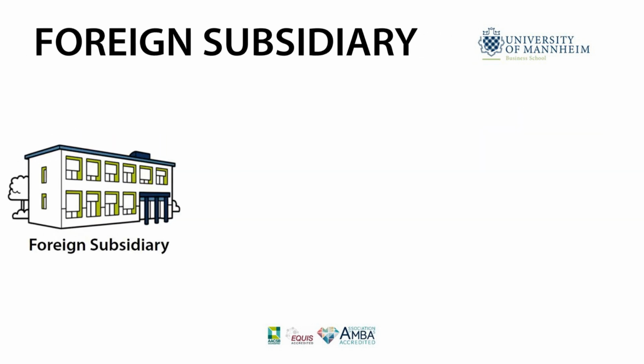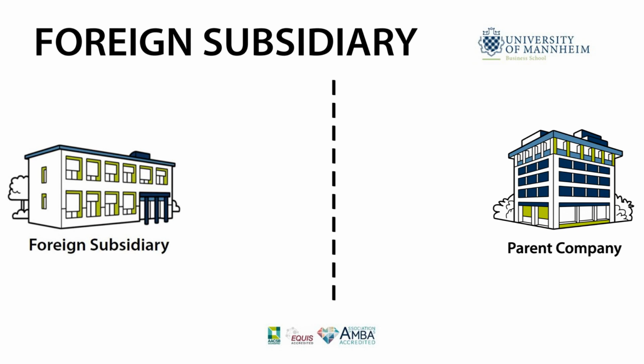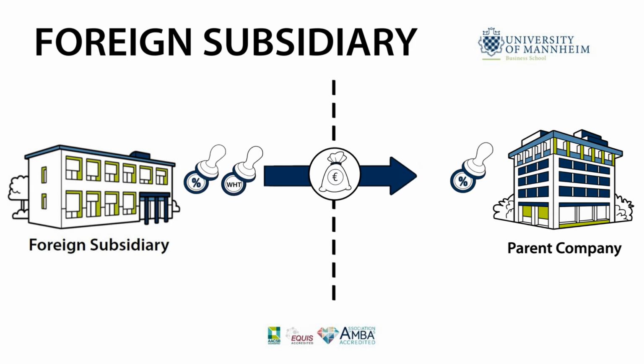If a subsidiary is established abroad, it is a direct investment. The foreign subsidiary is subject to unlimited taxation in the foreign country. Simultaneously, the parent company is subject to an unlimited tax liability in its home country. Besides, the source country may levy withholding taxes on intercompany capital flows.